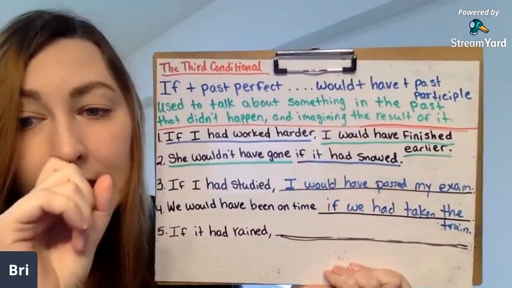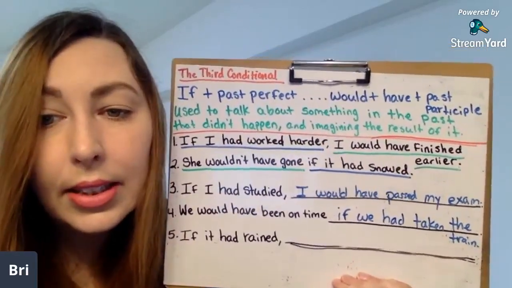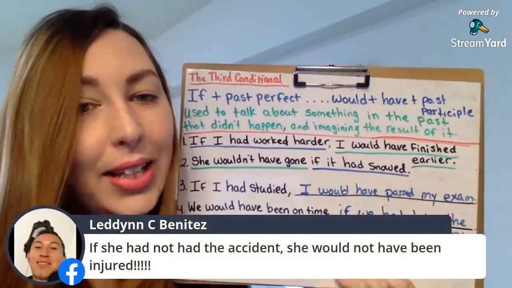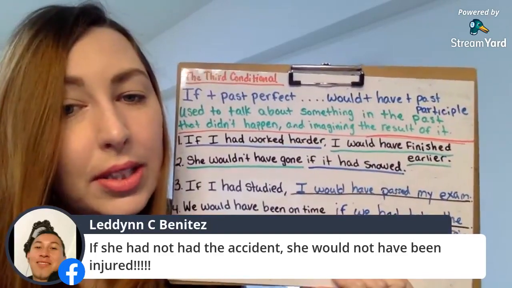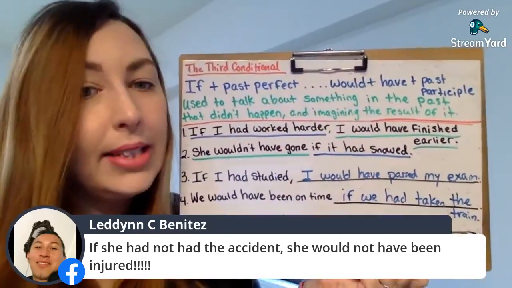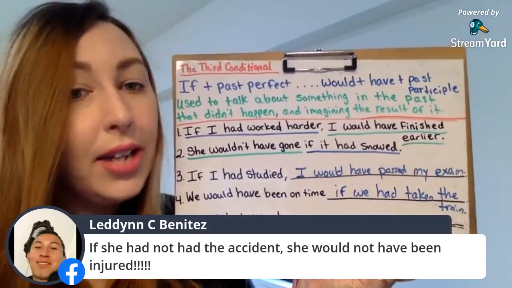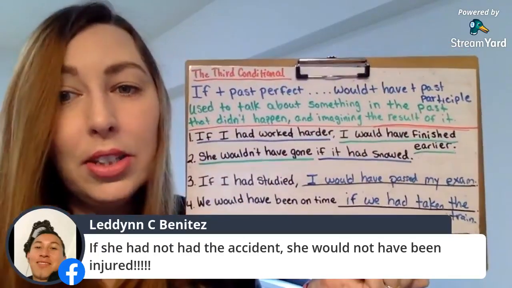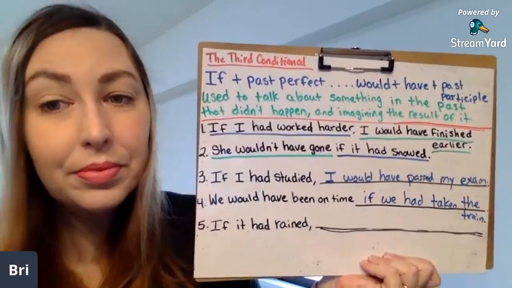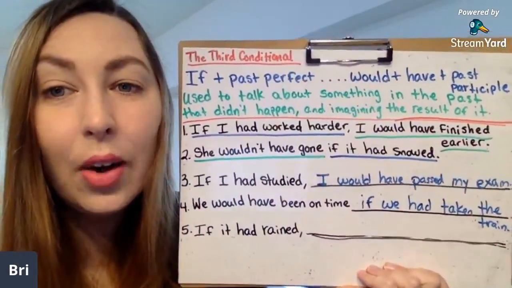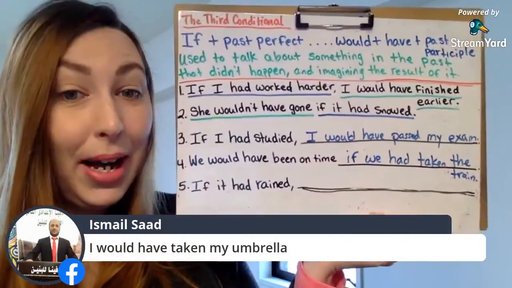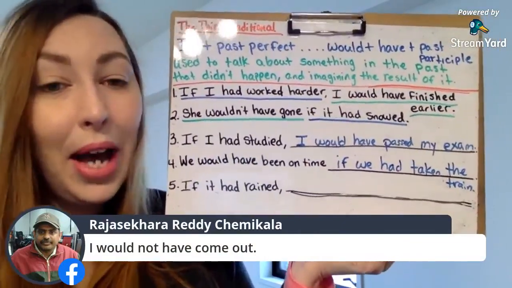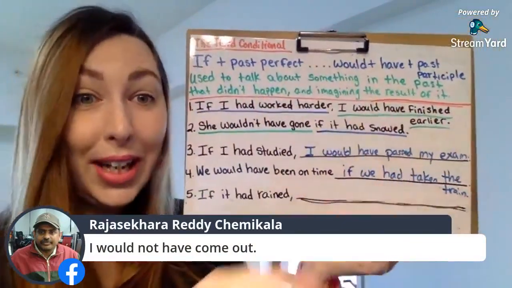If it had rained, let's see. Oh, this is not related, but interesting. If she had not had the accident, she would not have been injured. Yeah, maybe we would say instead of having an accident, maybe if she had not been in the accident, she would not have been injured. Very, very good. Okay. So if it had rained, oh, this is a good one. I would have taken my umbrella. Very nice. I would not have come out. If it had rained, I would not have come out, or I would not have gone out. Very good.